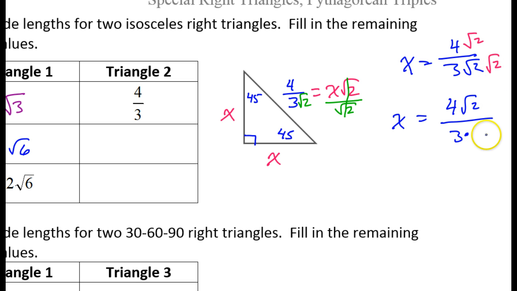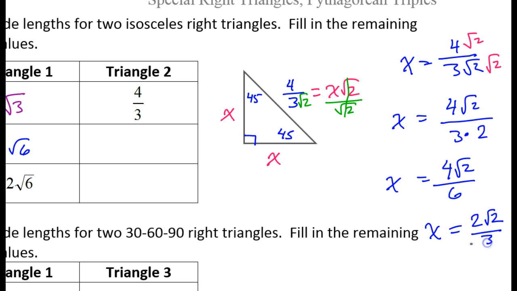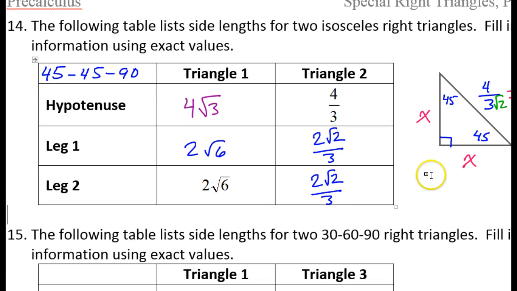Now radical 2 times radical 2 is 2. So that's going to make 4 radical 2 over 6. And this is going to reduce down. Both of these are divisible by 2. So this will be 2 radical 2 over 3. And this is isosceles, so these are both the same. So both legs will be 2 radical 2 over 3. Okay, it's weird how it's jumping around, but you get the idea. Alright, so that's number 14.